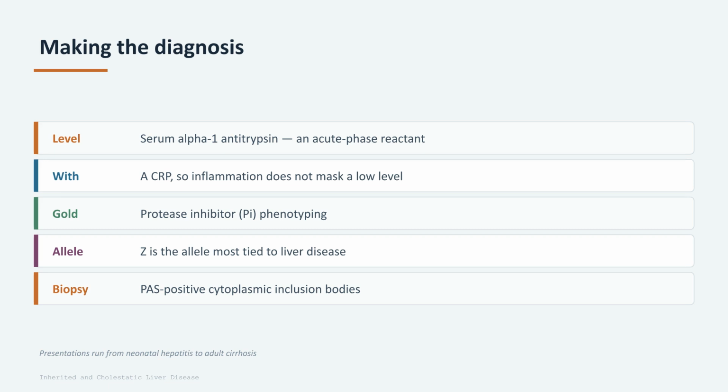First, send the serum Alpha-1 antitrypsin level. Second, send a C-reactive protein at the same time. If the C-reactive protein is high, a normal Alpha-1 antitrypsin level is not reassuring because inflammation may have lifted it. Third, the gold standard is protease inhibitor phenotyping, which tells you which alleles the patient actually carries. The Z allele is the one most associated with hepatic disease. And if a biopsy is done, the finding is PAS-positive cytoplasmic inclusion bodies. Presentations run from neonatal hepatitis all the way to adult cirrhosis.